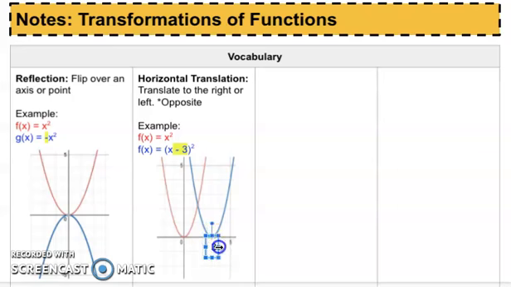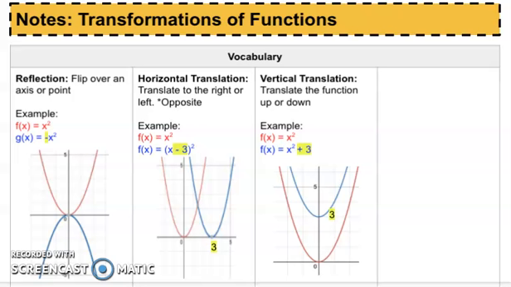So the reason for this is if you actually solved this, you would see that you end up with positive 3 if you were to solve for 0. And that's the reason why. But again, horizontal translation, you're always doing the opposite, but inside of the parentheses with the x.